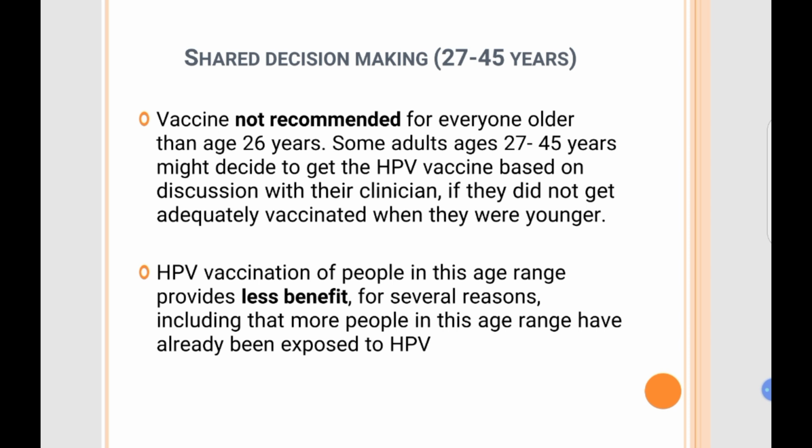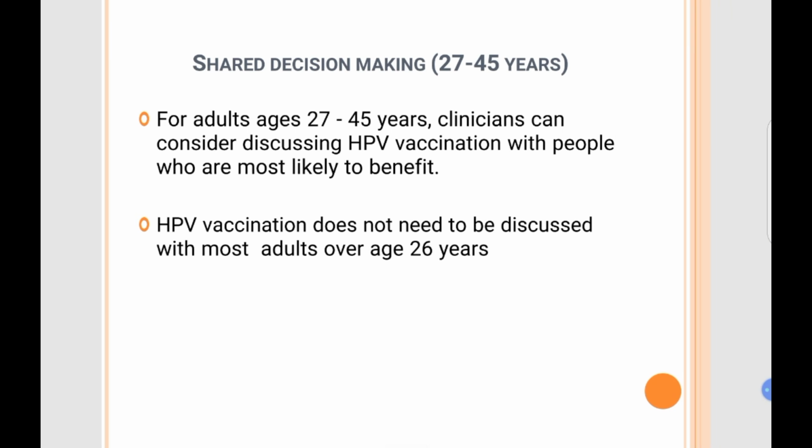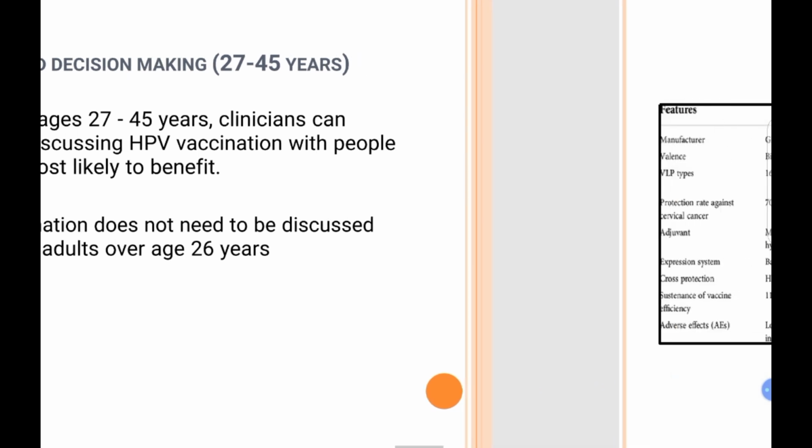HPV vaccination of people in this range provides less benefit for several reasons, because most of the people in this particular age group will already have been exposed to the HPV. For adults between 27 to 45 years, clinicians can consider discussing HPV vaccination with people who are most likely to benefit. HPV vaccination does not need to be discussed with most adults who are more than 26 years.